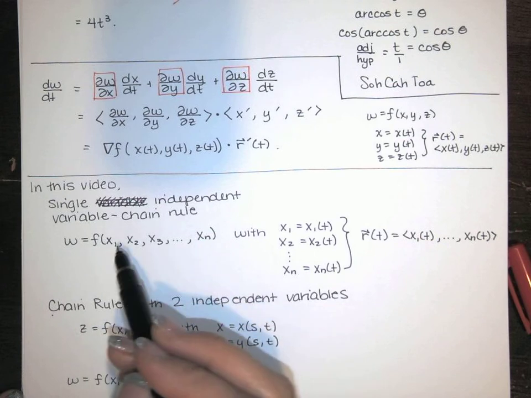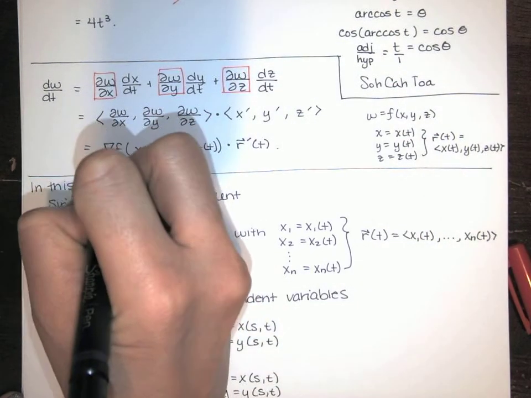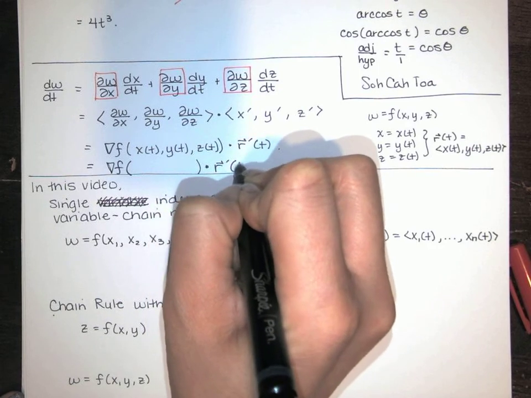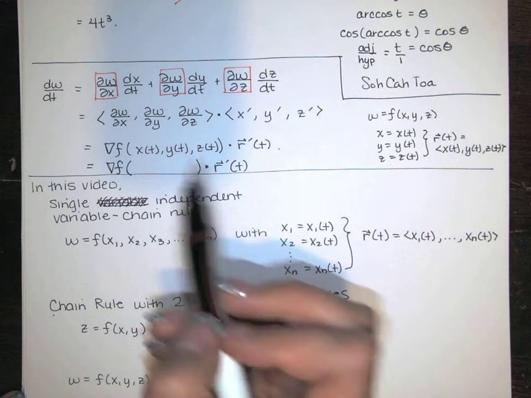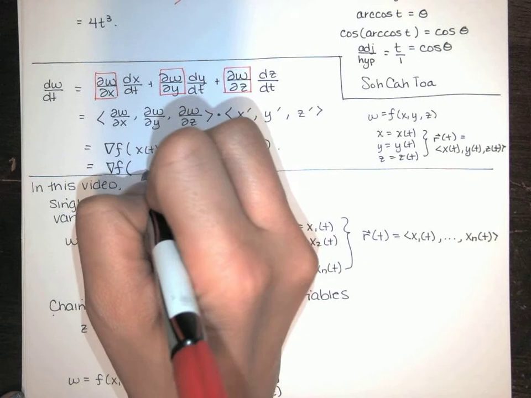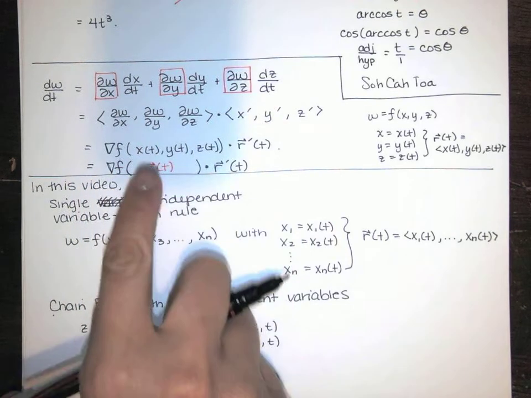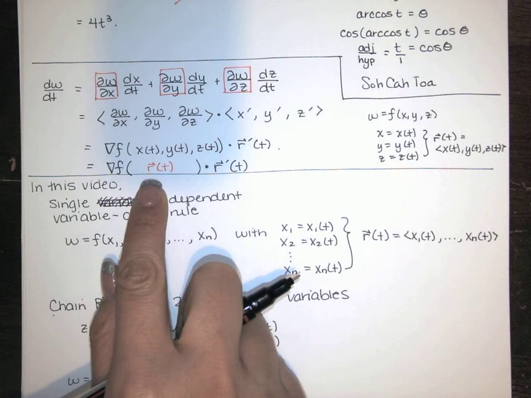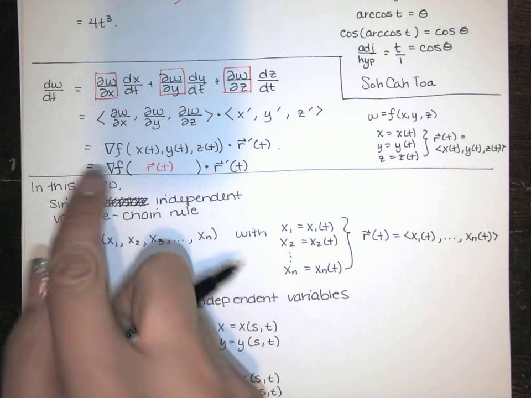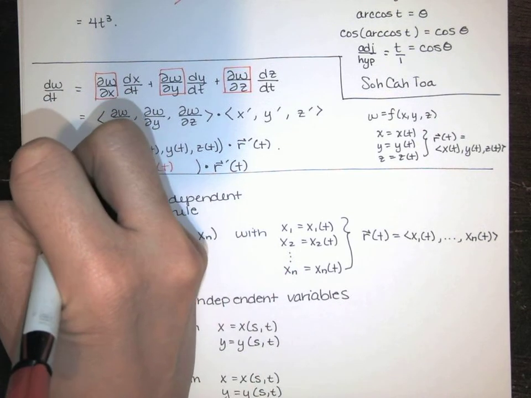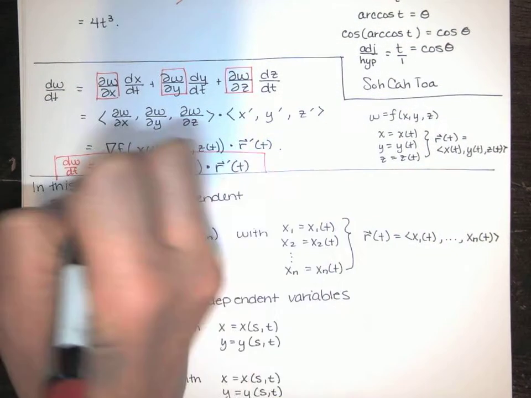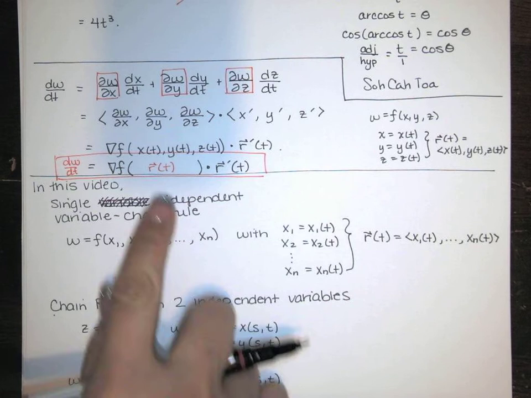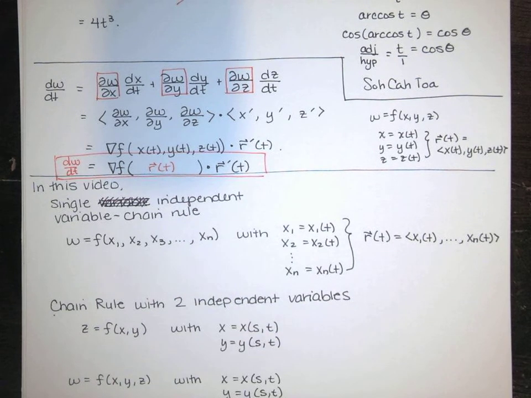So the fact that there are n variables here really doesn't change things very much at all. It just means a little bit more computation. But if I think of this as r of t, so I'm replacing this with the component functions of some position vector r of t, then dw dt is just given by this formula right here. Okay, that's the same formula that I would use in this case.